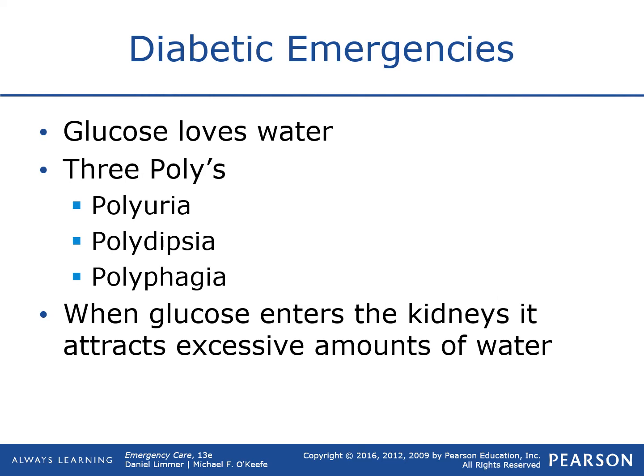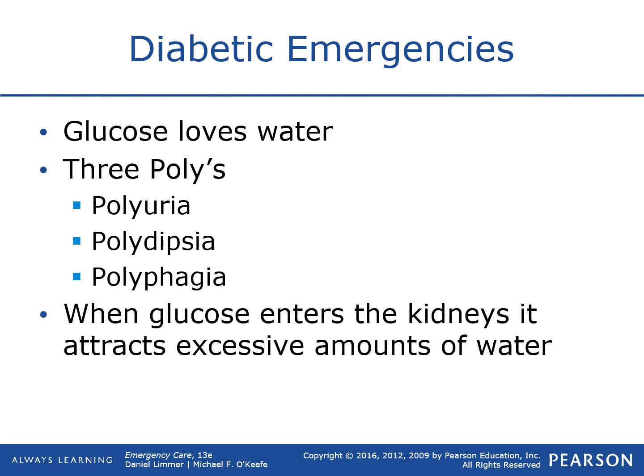So in regards to hyperglycemia, keep in mind that glucose loves water. Glucose acts like a magnet for water. So when we have someone who has high blood sugar levels, you're going to start to see three different signs. We call it the three polys. It's polyuria, polydipsia, and polyphagia. Polyuria is excessive, so poly just means excessive. Polyuria means excessive urine production.